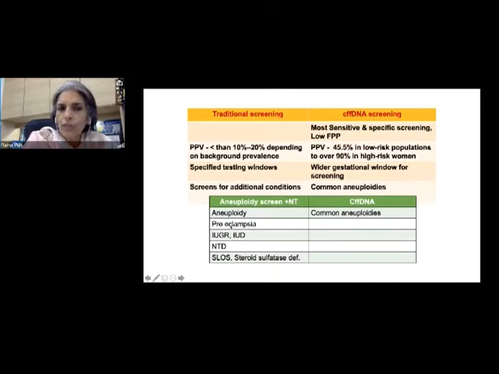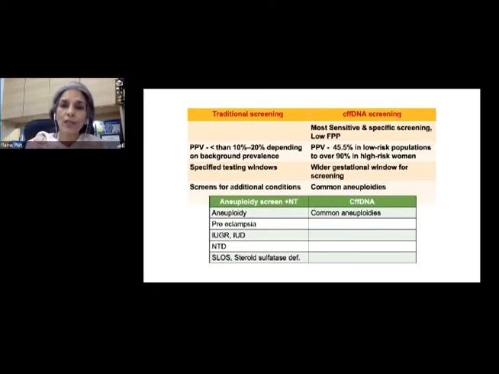Traditional screening also will give you a risk for preeclampsia, growth restriction, neural tube defects, and some genetic disorders related to low E3 levels, like Smith-Lemli-Opitz syndrome and steroid sulfatase deficiency.